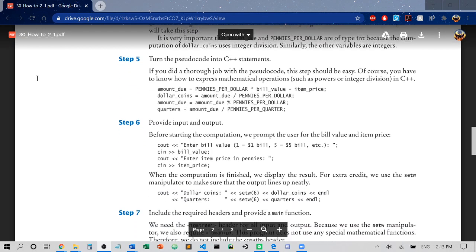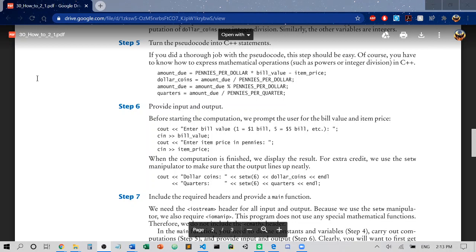So in pseudocode, let's take a look at what we've come up with. The amount due will equal the pennies per dollar times the bill value minus the item price. Dollar coins should equal the amount due divided by the pennies per dollar. The amount due should be equal to itself modulo pennies per dollar. And finally, quarters should equal the amount due divided by the pennies per quarter.